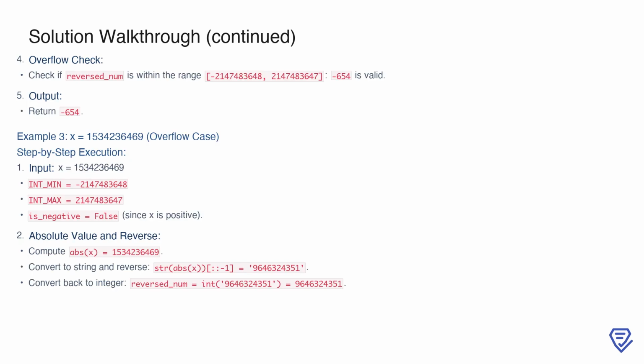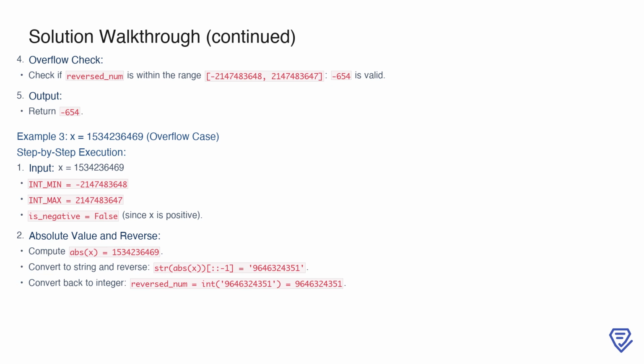After reversing and restoring the sign for x equals -456, the next step is to ensure the result is within the valid 32-bit signed integer range. Since -654 falls within the range of -214748364 to 214748364, it is valid. Therefore, the output for this input is -654.